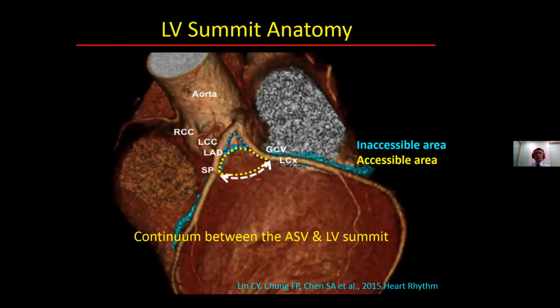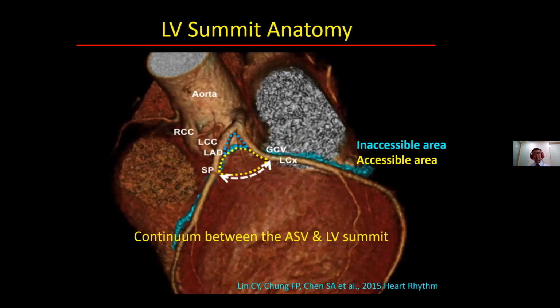Before I go to the mapping result, I would like to show you the anatomy of the LV summit area. The summit area is usually this triangle between the LAD and circumflex artery, the first branch in here. This is the aortic root. The RVOT is cut off here, but if the RVOT appears in this anatomy, it should be here, and the aorta is here, with the RVOT anterior. The middle part between the aorta and RVOT, especially this area, is the highest part of the left ventricle, which we call the summit area.